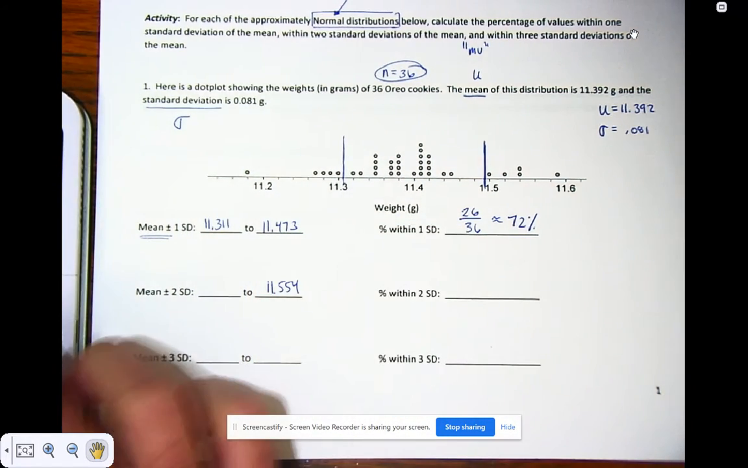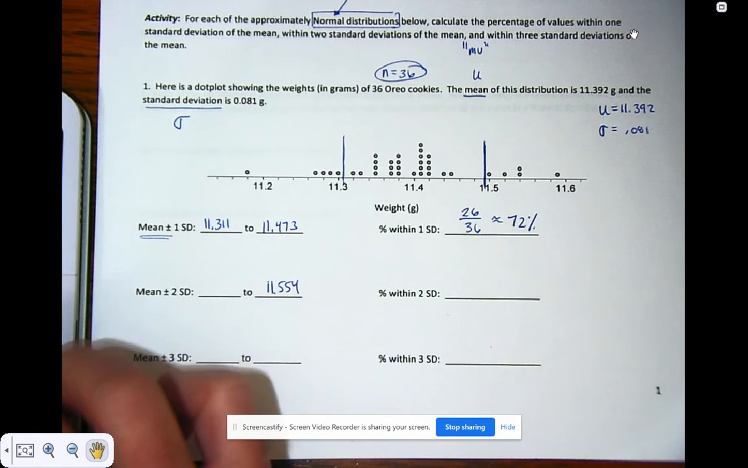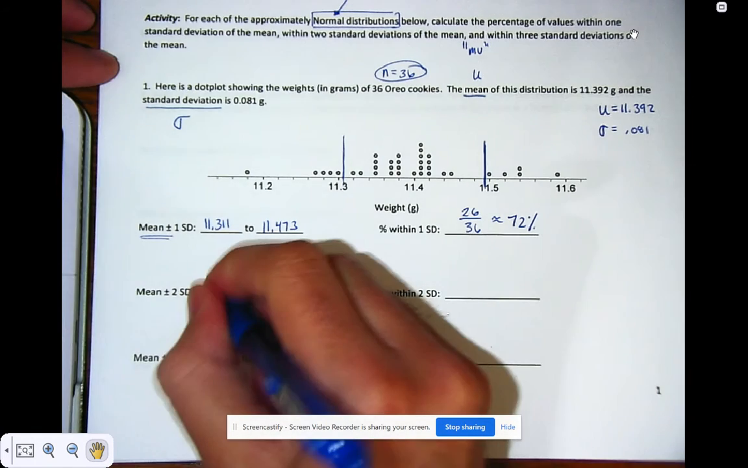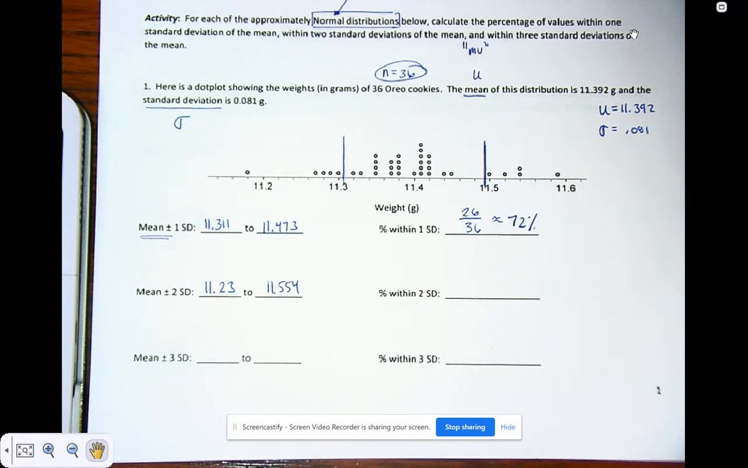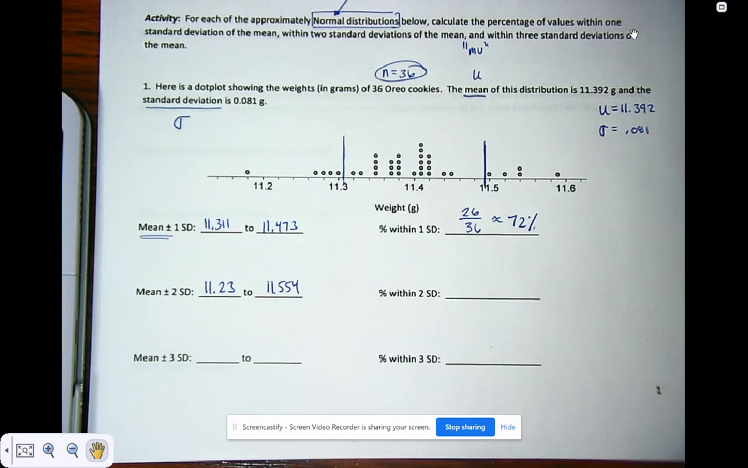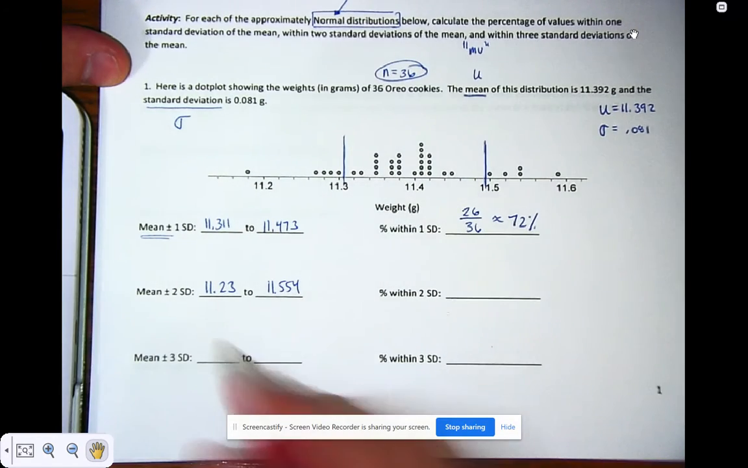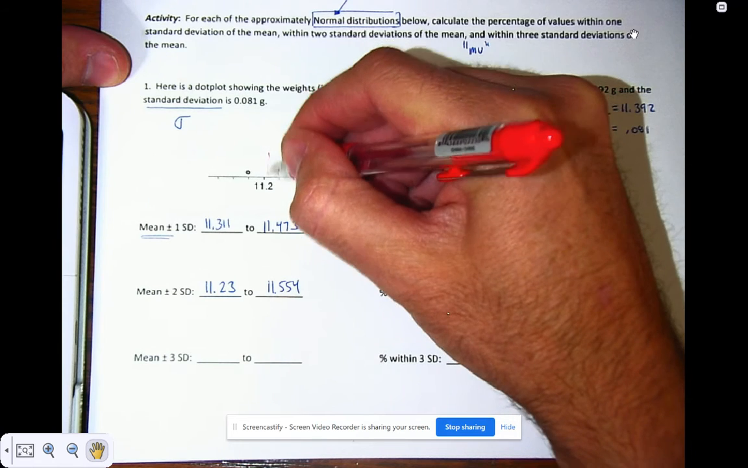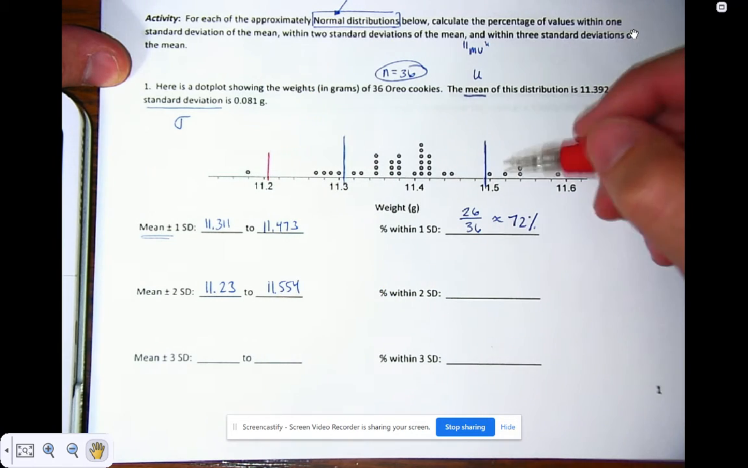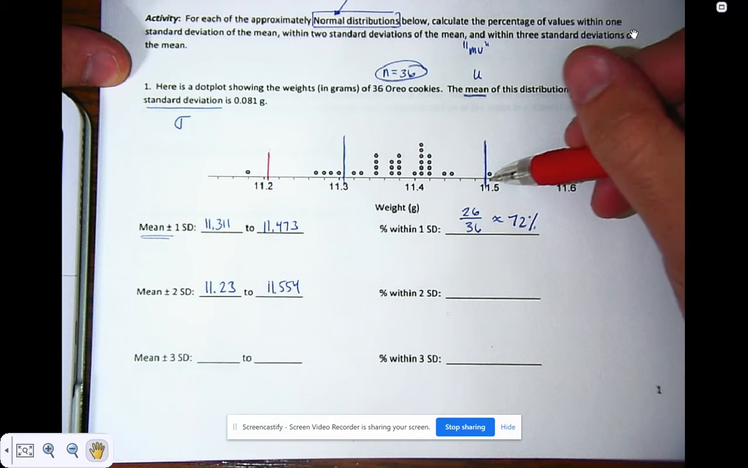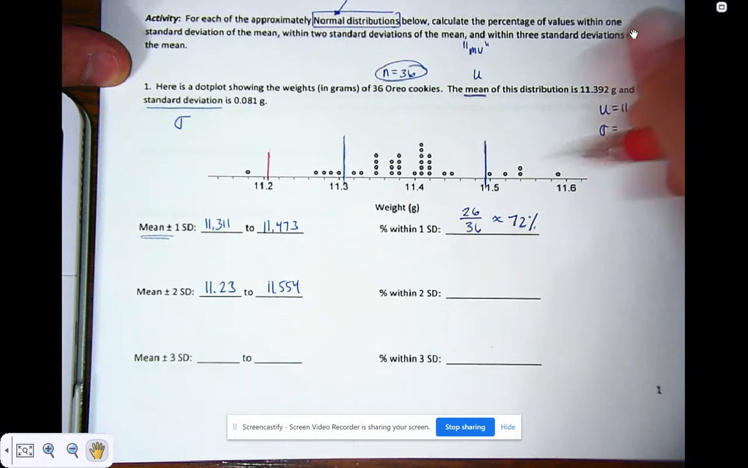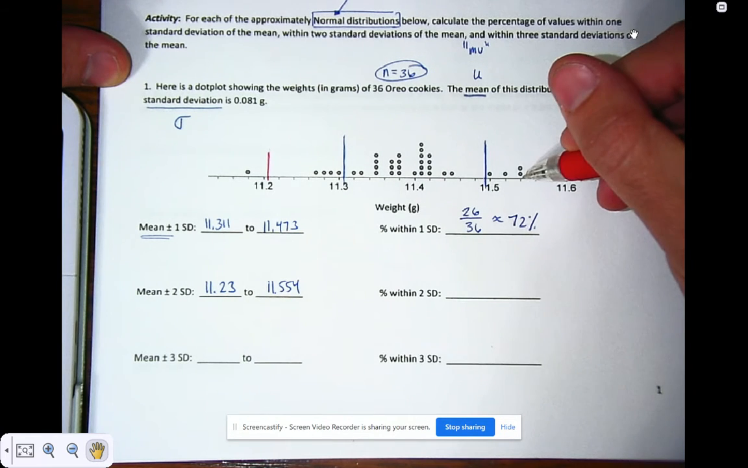And if I take that value and I subtract 2 standard deviations, I get 11.23. Okay, so let's see if I can switch colors here. So now let's go down to 11.23, so somewhere right around here, and up to 11.554. So this is 11.5, and then this is 11.6. So right in the middle would be 11.55.